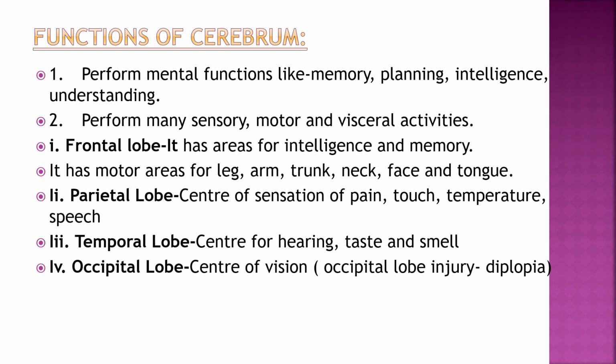The frontal lobe has areas for intelligence and memory. It has motor areas for leg, arm, trunk, neck, face and tongue. Parietal lobe: center of sensation of touch, pain, temperature and speech. Temporal lobe: center for hearing, taste and smell. Occipital lobe: center of vision. So if there is an occipital lobe injury, the patient may get diplopia, that is double vision.